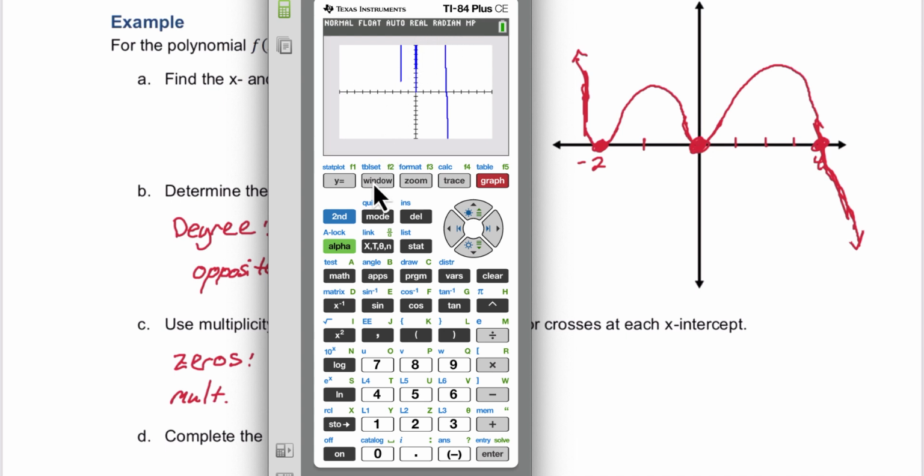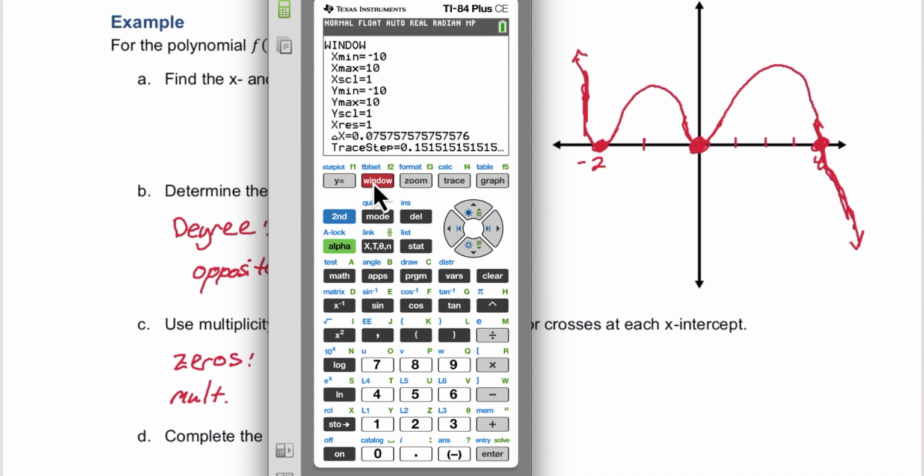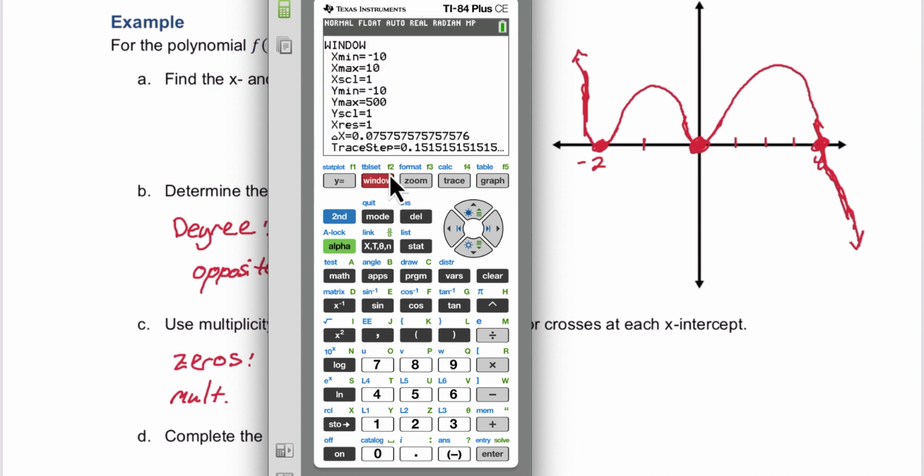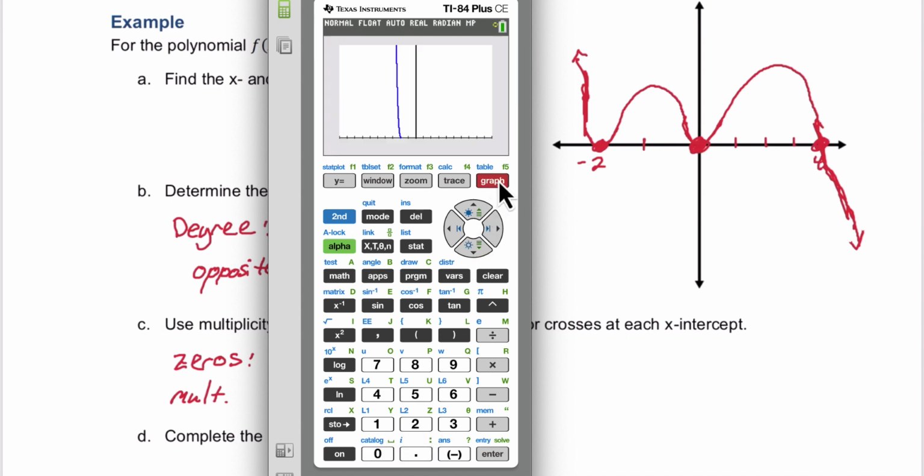So if we use our window to zoom out a little bit, we can change the Y max. Let's change it to 500 to see what happens. And so we can see the first local max, but we don't see the second one. So let's change that window again. Let's maybe make it 2000. And finally we can see it.